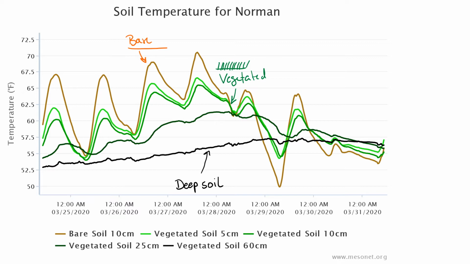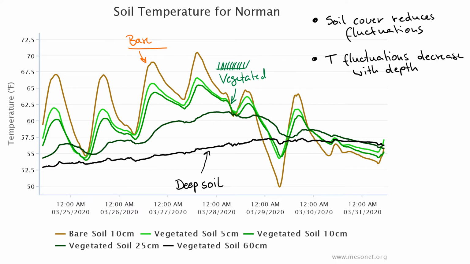The first one is that vegetated or soil cover in general tends to reduce soil temperature fluctuations compared to the bare soil. We also see that the temperature fluctuations decrease with depth. So if you just look at the green lines under the vegetated surface as we go from 5 centimeter depth to 10 centimeter depth, 25 and 60 centimeters depth, the temperature peaks get flattened out. We have less fluctuations in temperature.